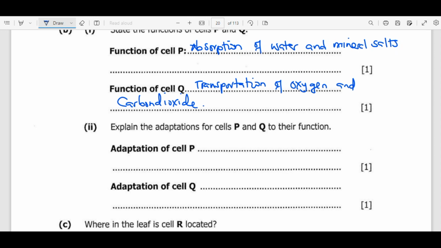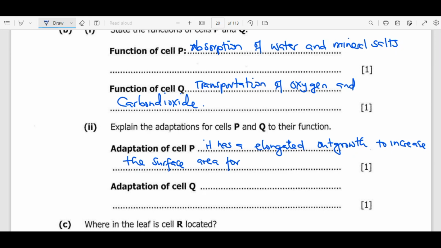So because of its elongated surface area for absorption, we are saying that it has an elongated outgrowth to increase the surface area for absorption.